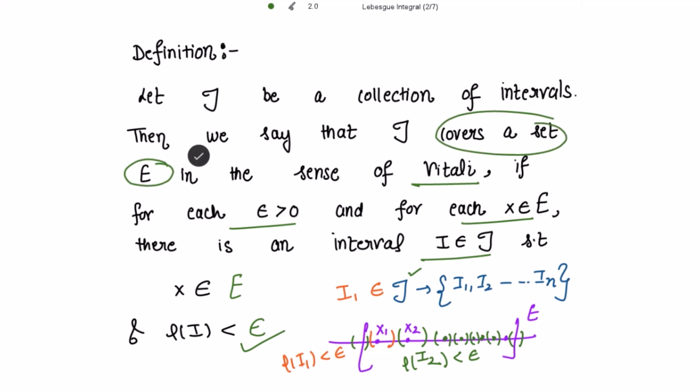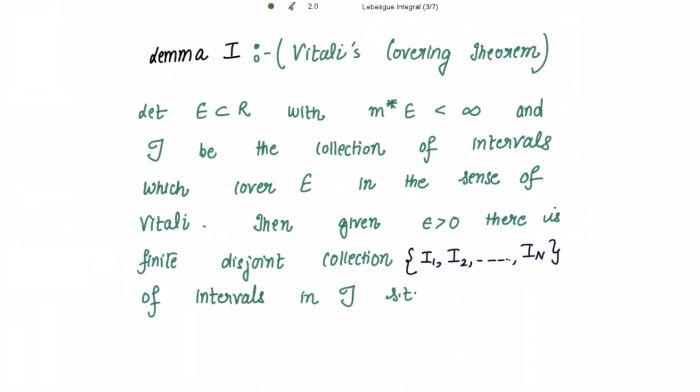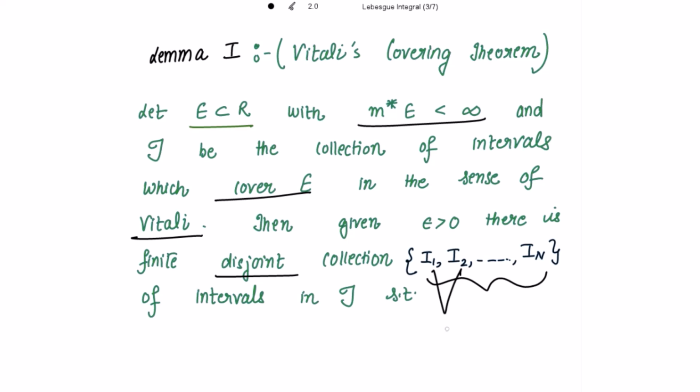Very fine. Okay. Let's move on to the Vitali covering theorem now. Vitali's covering theorem states, lemma 1: let E be a subset of R, where R is the set of real numbers, with finite measure of E, and let tau be a collection of intervals which cover E in the sense of Vitali. Then given epsilon positive, there is a finite disjoint collection of intervals in tau. Disjoint collection means their intersection is empty.